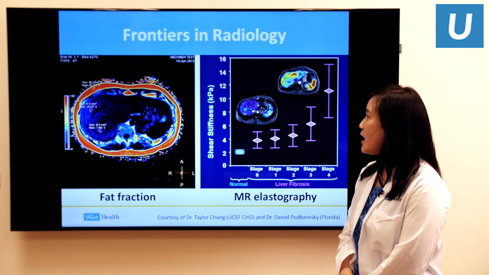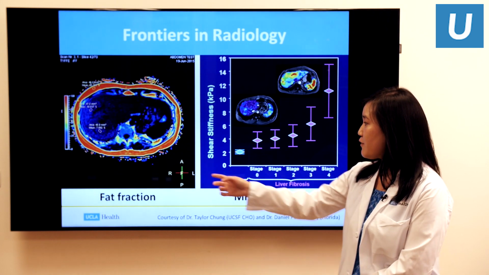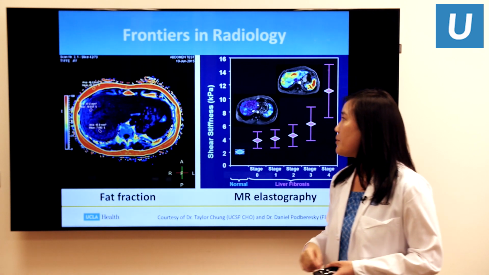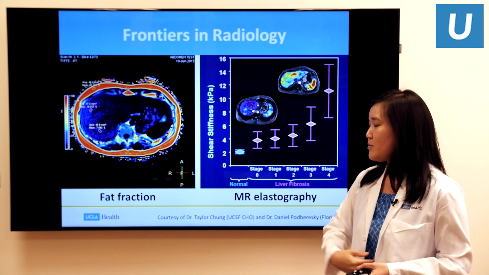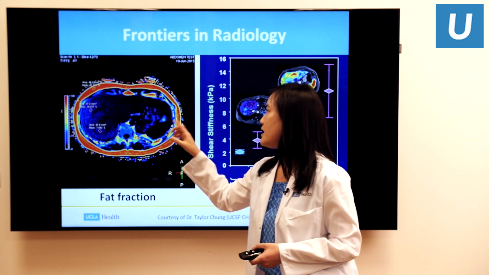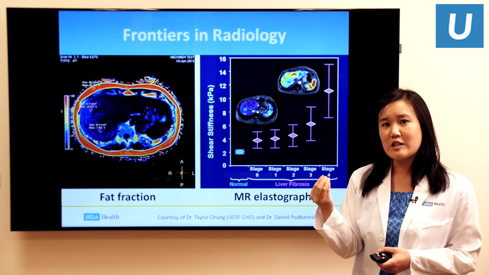Specifically, there are MRI techniques that look at the fat fraction of the liver. You can see here that the red colored area is pure fat in the abdominal wall. And then we actually look at the entire liver and we can quantify how much fat is present in the liver.